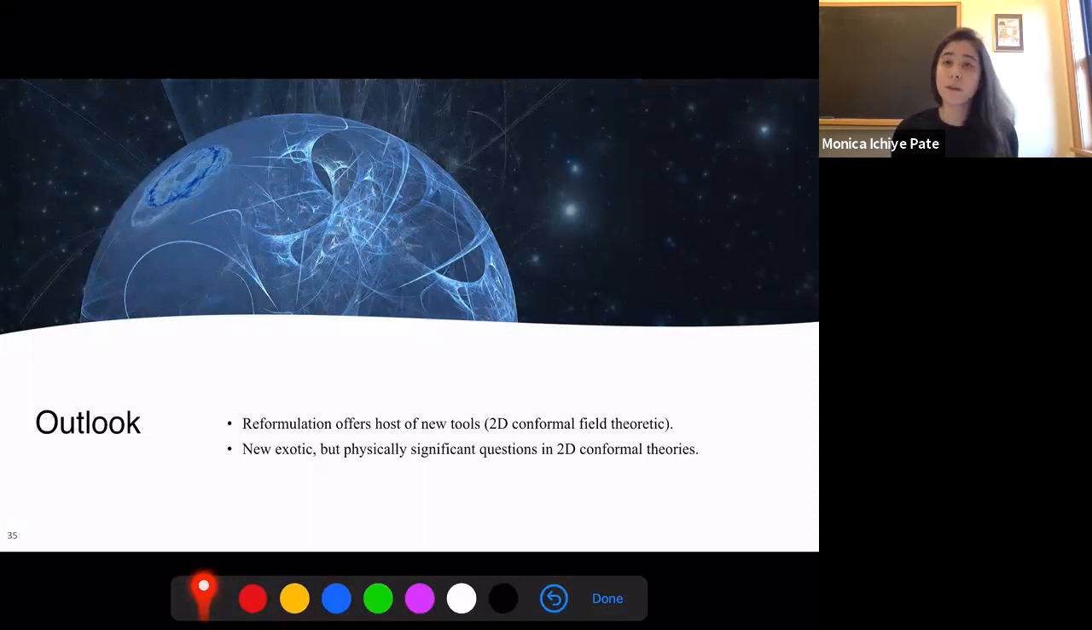So this new reformulation offers a host of new tools for the gravitational scattering problem that are standardly used in studies of 2-dimensional conformal field theories. And these tools motivate new types of questions that are novel from the perspective of gravitational scattering, but quite natural from the perspective of a conformal theory. And conversely, the scattering amplitudes give rise to exotic new structures from the perspective of a 2-dimensional conformal theory. But of course, since these structures originate from scattering amplitudes, they carry intrinsic physical significance and thus are a source of new interesting questions for conformal theories.